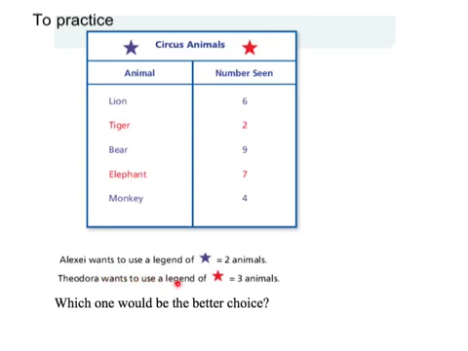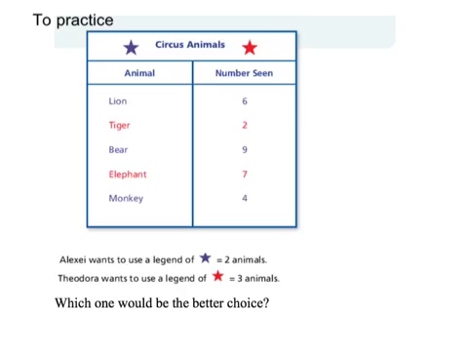And we have Theodora, who wants to use a legend of 1 star equaling 3 animals. Take a moment and pause and discuss, what do you think would be her best choice? Should she have 1 star represent 2 animals, or 1 star represent 3 animals? Remember to look very carefully at your information here to determine which one you think would be best.